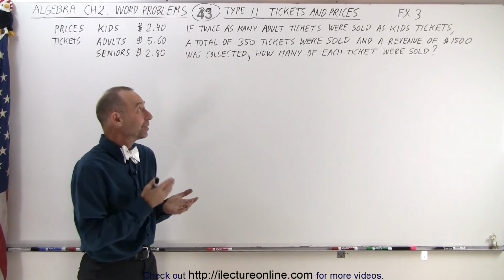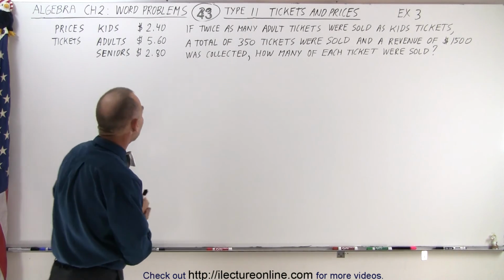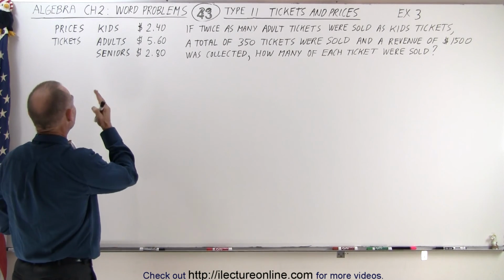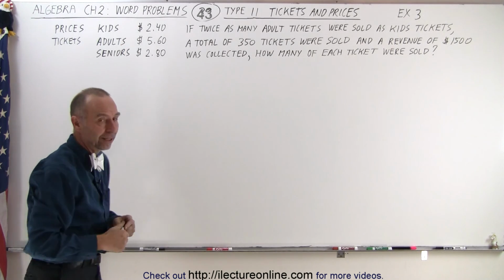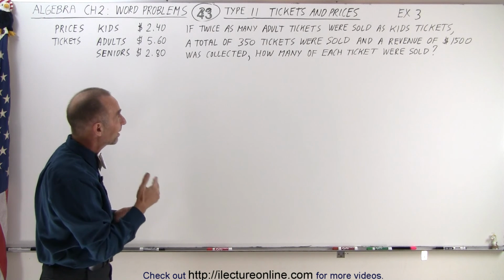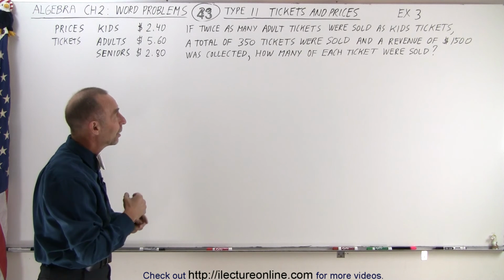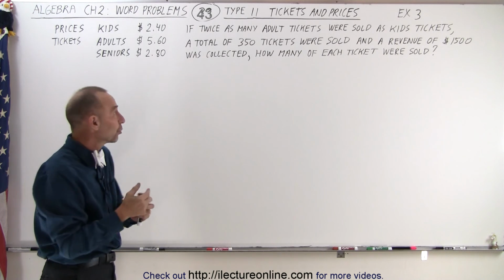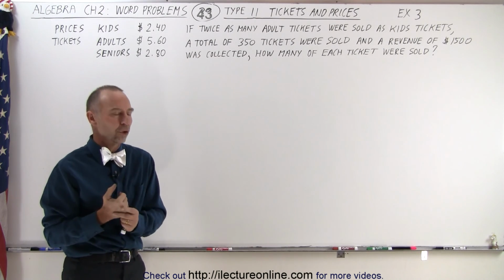Our next example deals with both tickets and prices together. We have three different kinds of tickets: adult tickets, kids tickets, senior tickets with the associated prices. And we're told that twice as many adult tickets were sold as kids tickets, a total of 350 tickets were sold, and a revenue of $1,500 was collected. How many of each ticket was sold?